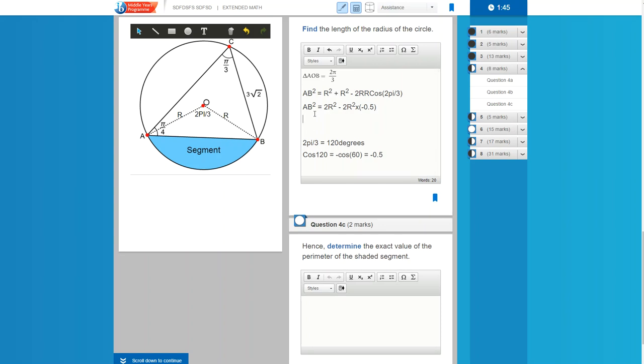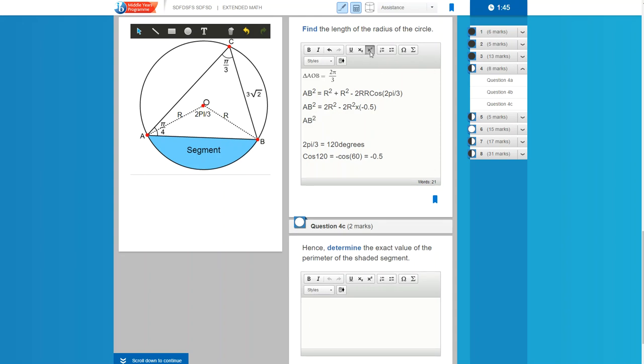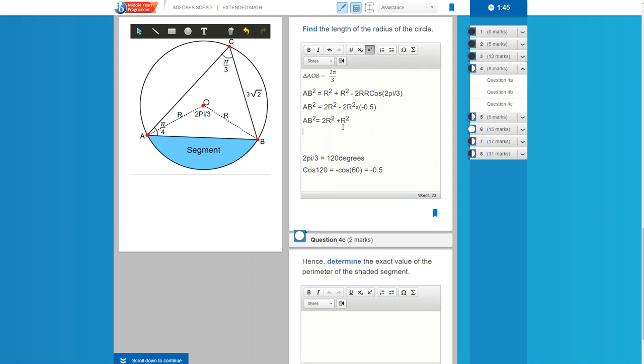Okay, next line, AB squared is equal to, something tells me this is easier than it should be. A negative times a negative is a positive, so I get positive, the 2 times a half gives me 1. So I've got r squared. We okay with that? So AB squared is equal to how many r squareds?